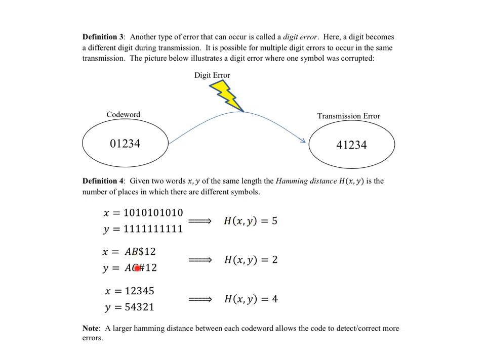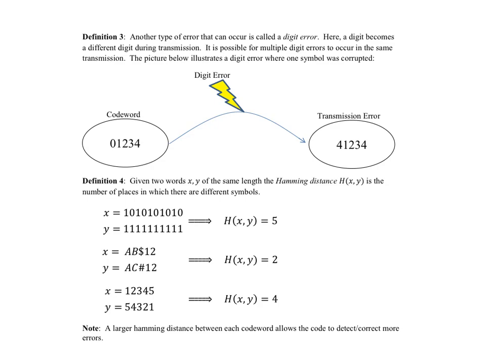Similarly, B and C are different. 1, 2, the Hamming distance is 2. Or 1, 2, 3, 4. There's 4 differences in that last combination. And the idea is the larger Hamming distance that you get, it will allow you to detect or correct more errors.